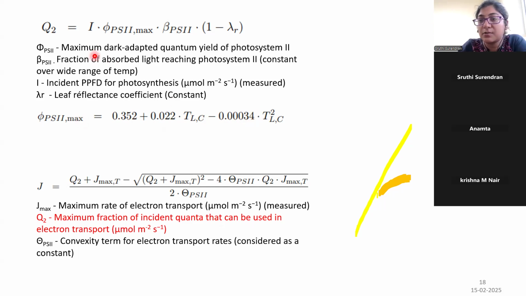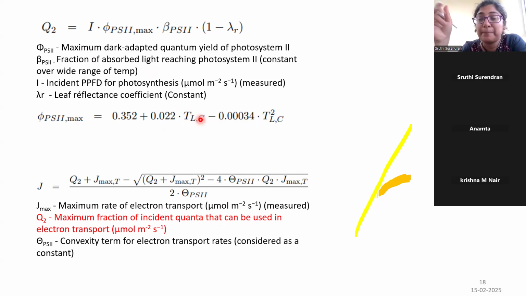But in case of beta PS2, it has been seen that if you estimate it for a number of temperatures, there is not much difference. So usually one constant is taken as beta PS2 in the absence of chlorophyll fluorescence measurements.